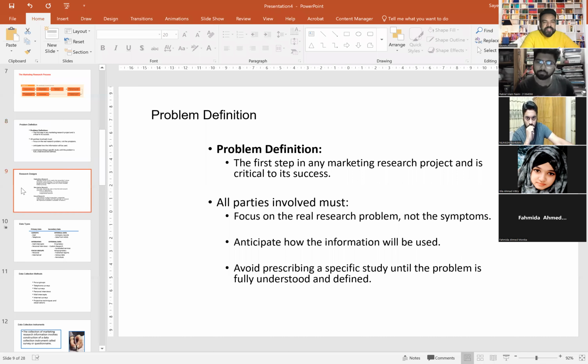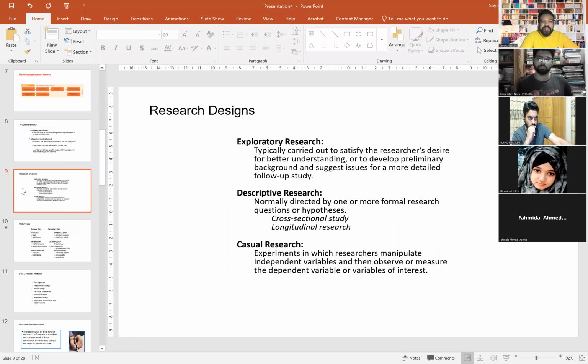So the next step is called the research design. Because keep in mind, you are going to do research of your existing market and existing customers. And in research, although it's a very broad way to look at it, there are typically 3 different types of research that we can conduct.